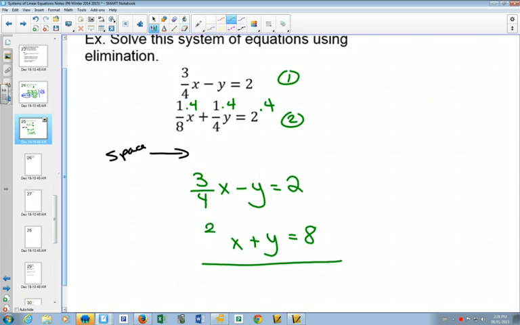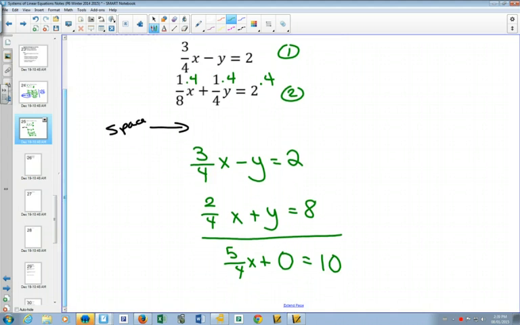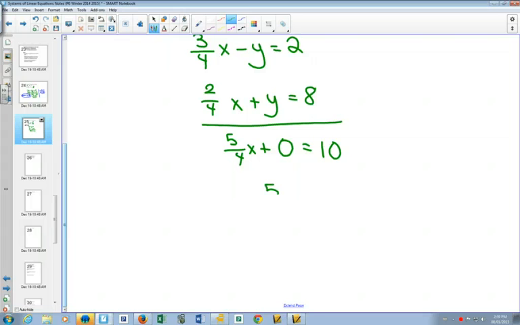2/4. So then it becomes 3/4 plus 2/4 is 5 over 4 x plus negative y plus y? 0. Our y has been eliminated. And then 2 plus 8? 10. And now we're back to a grade 9 question. How would you solve this? 5 over 4x equals 10.